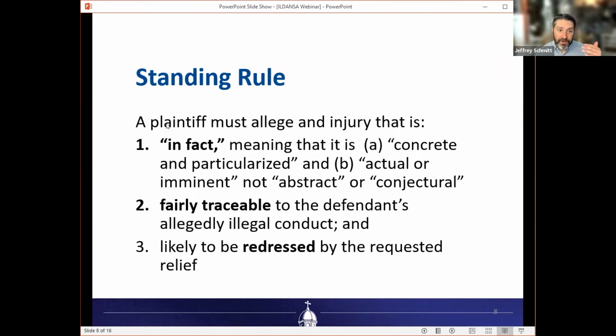So the plaintiff has to have an injury. It has to be caused by the defendant, and the court has to be able to provide a remedy. They have to be able to redress that injury. They have to be able to provide a remedy. So this is our basic standing rule. We're looking for a plaintiff who meets these requirements, suing a defendant who caused the injury.